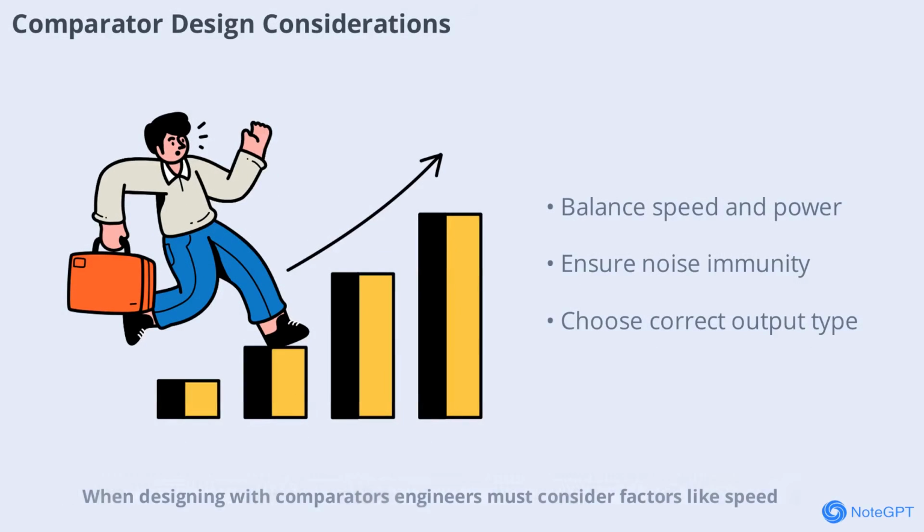When designing with comparators, engineers must consider factors like speed, power, noise immunity, and output type. Balancing these parameters ensures the comparator meets the needs of the application. Careful design leads to reliable, efficient, and high-performance digital systems.